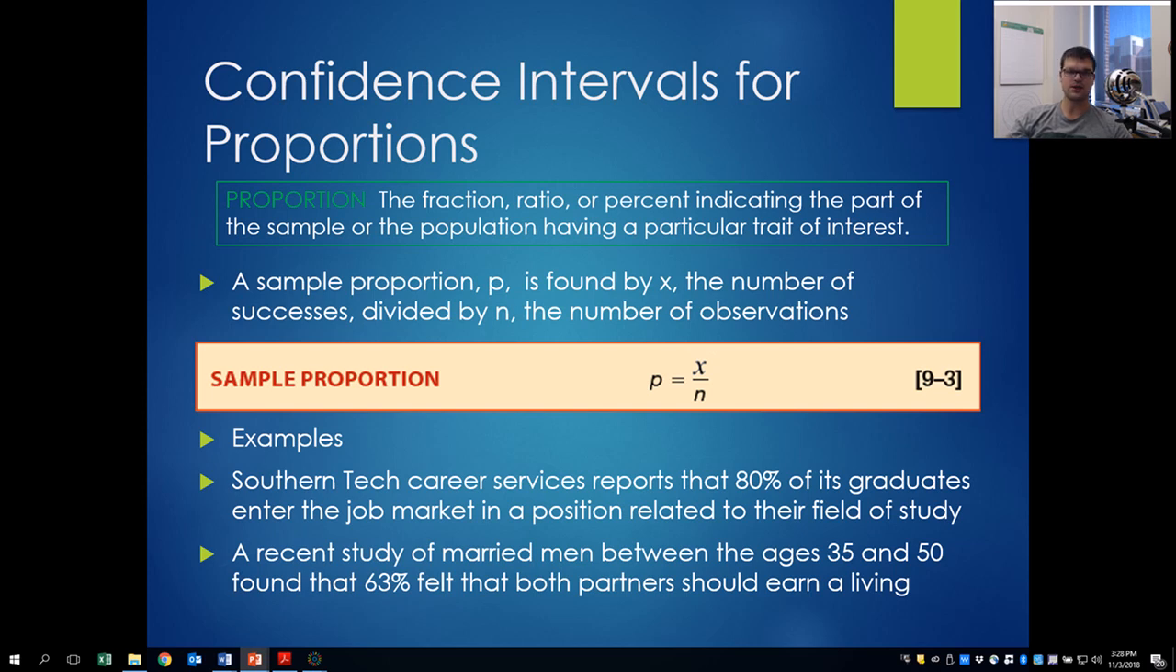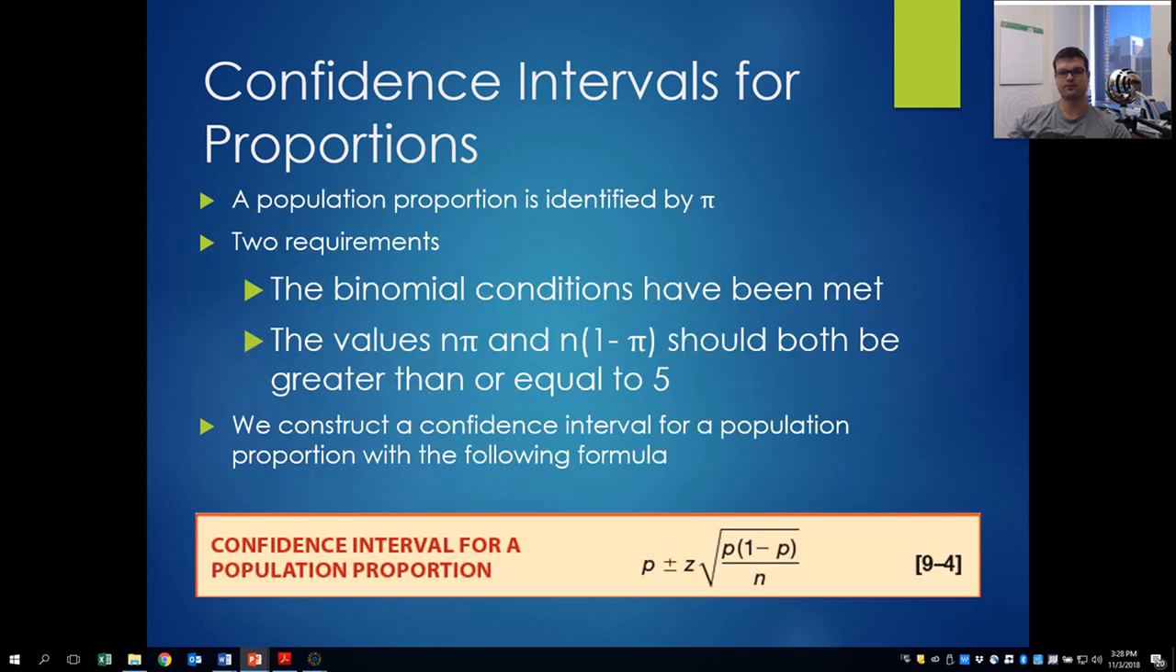Same thing here: a recent study of married men between ages 35 to 50, so that's the population, found that 63% felt that both partners should earn a living. We don't know the number surveyed or the number that said yes, but we do know the proportion. The proportion is 0.63.